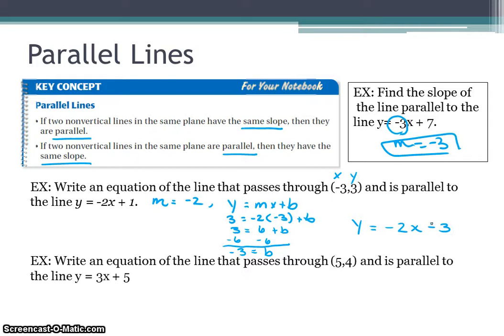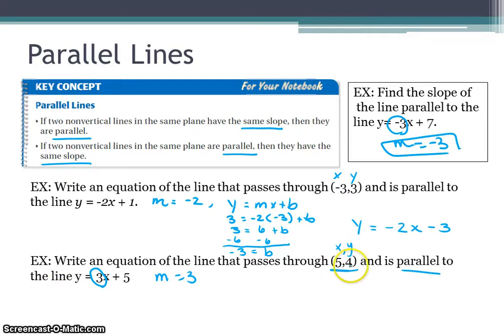You want to try the next one, Miss Hygra? Great. Okay, since we know how to do this, I'm going to write the equation of the line that passes through this point. So I have my x and my y. I want it to be parallel, so it's going to have the same slope. So my m is equal to 3. What I'd like you to do is pause it and see if you can follow along from the first example, and then check back to see what we do.